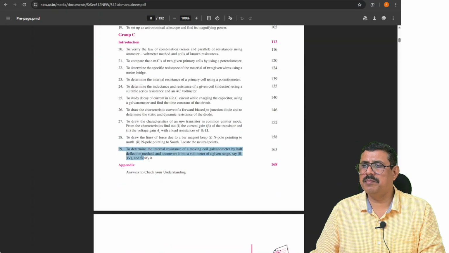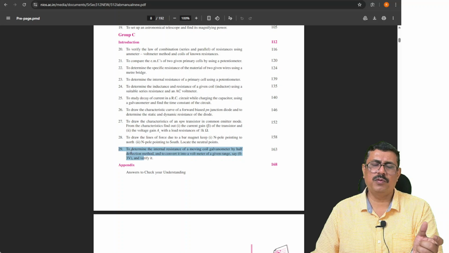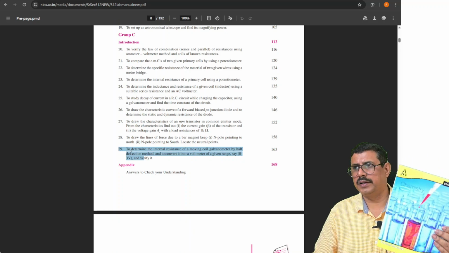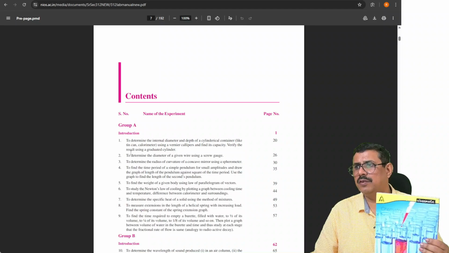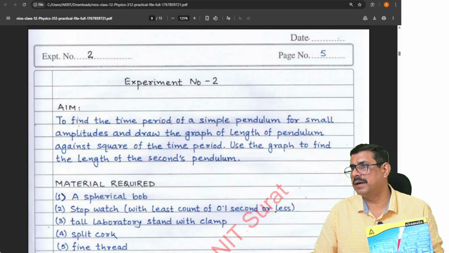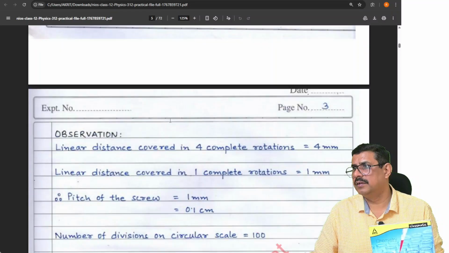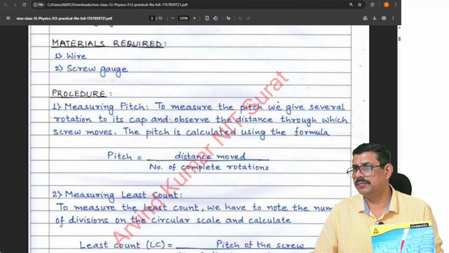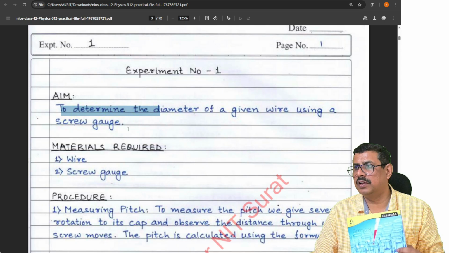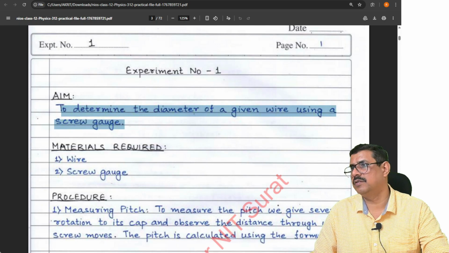Out of these 29 practicals, you have to perform, it means you have to note down 9 or 10 practicals. I have already given you 10 practicals. The first practical I have given you was to determine the diameter of a given wire using a screw gauge. This is the first practical.